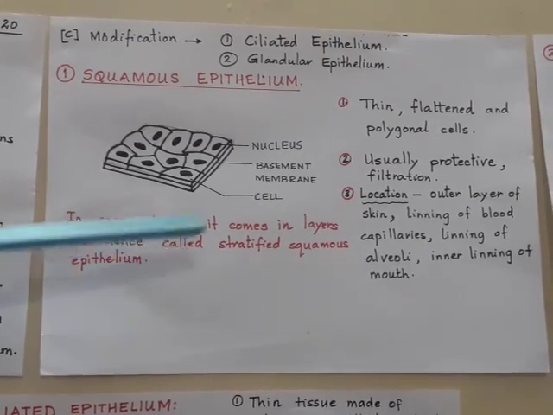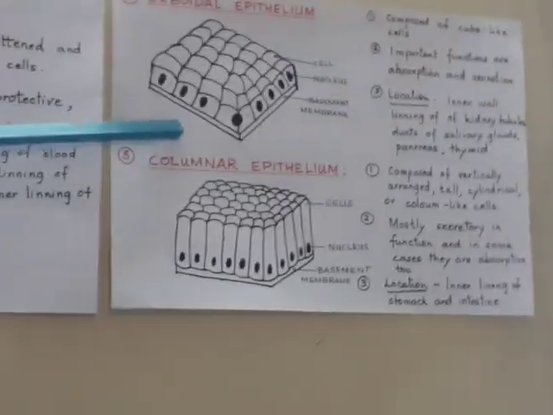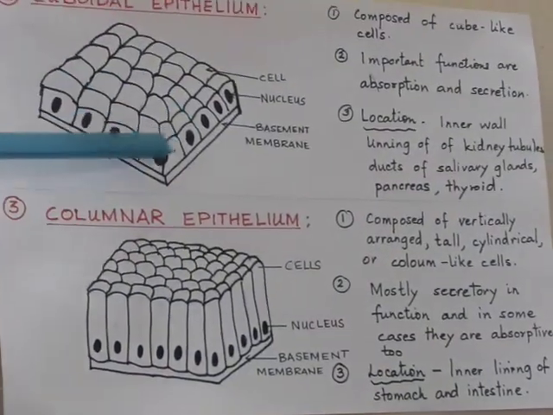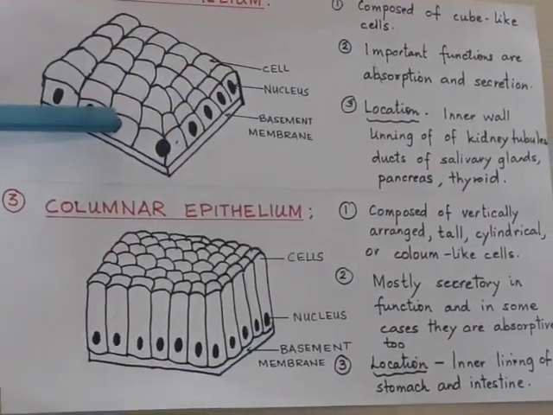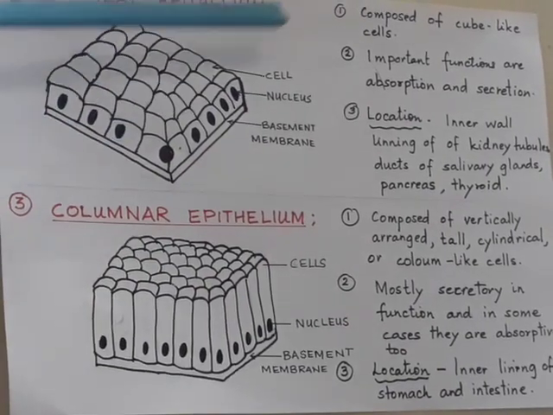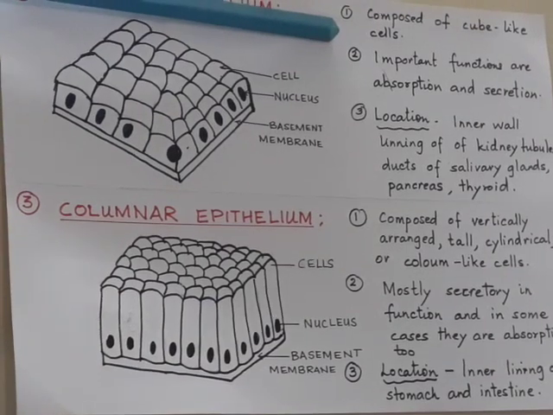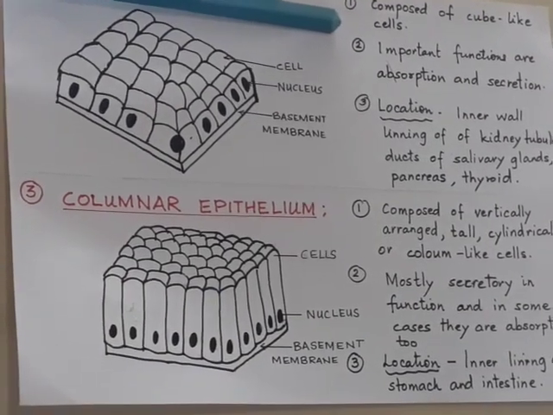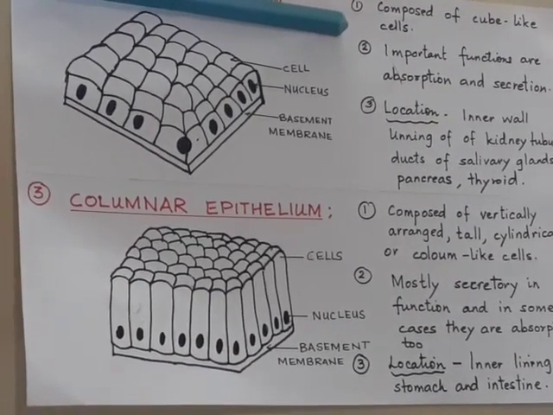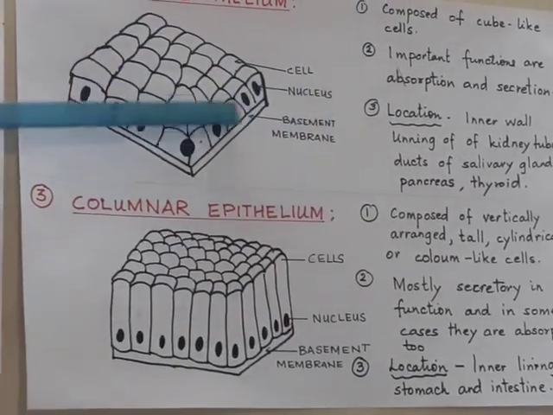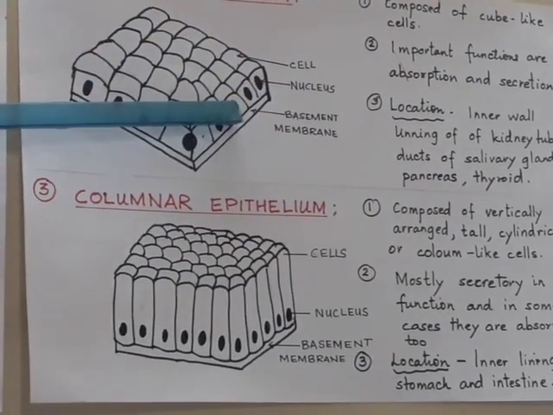Now we come to cuboidal epithelium. As the name suggests, the shape of the cell is a cube. It is composed of cube-like cells and the important functions are absorption as well as secretion. And where are they found? This is again placed on a basement membrane. It has a nucleus.